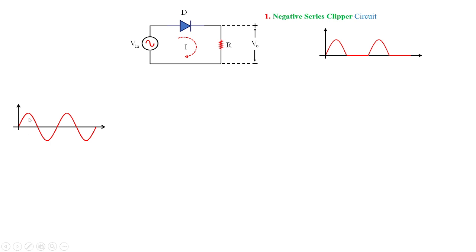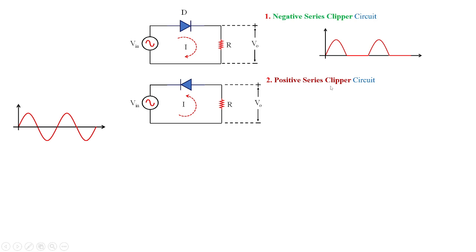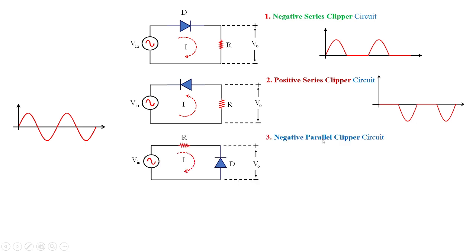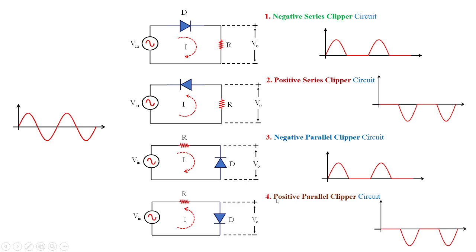When input voltage is applied through the diode, the output voltage is calculated across the resistance. Then we have seen the positive series clipper circuit, whose output looks like a half-wave rectifier output but in the reverse direction. Then we have seen the negative parallel clipper circuit, whose output is almost equivalent to the negative series clipper circuit, and finally the positive parallel clipper circuit, whose output is equal to the positive series clipper circuit voltage.